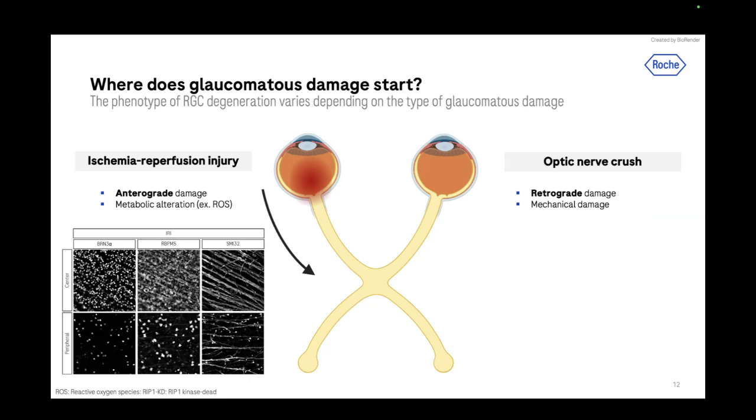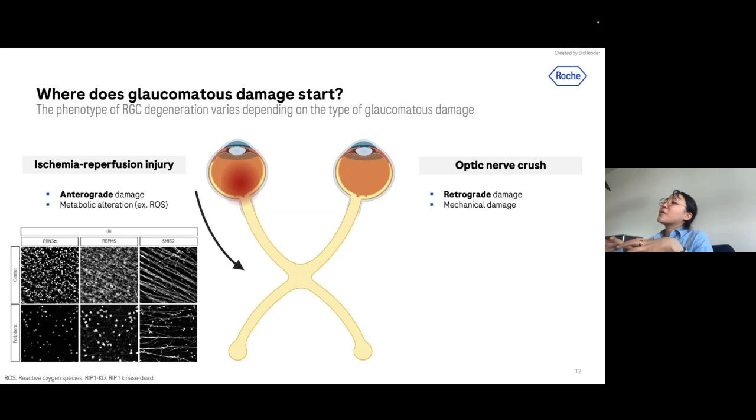This induces anterograde damage driven by metabolic and vascular stress. We raised intraocular pressure in the anterior chamber of the eye, so it blocked the blood supply completely. Upon restoring the normal pressure, reperfusion occurs, triggering oxidative stress, mitochondrial dysfunction, and ultimately leading to degeneration of the RGC. This model mimics the metabolic and oxidative stress components of glaucoma theory. In this model, RGC loss starts from the peripheral area of the retina.